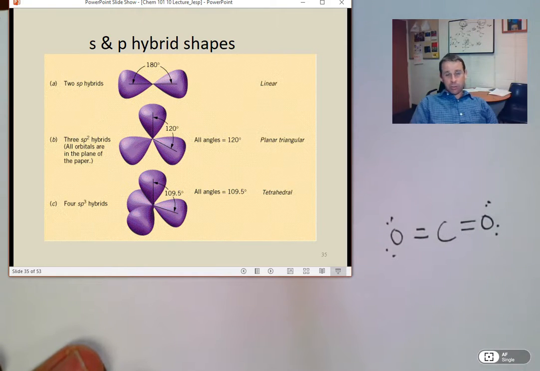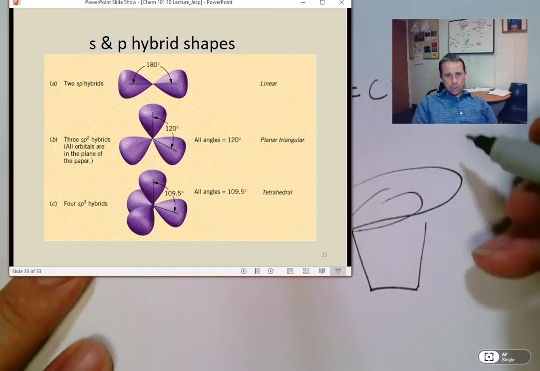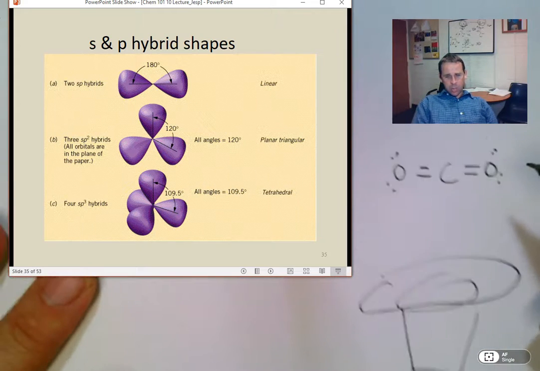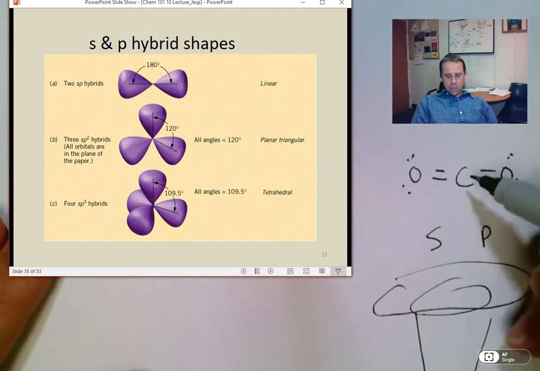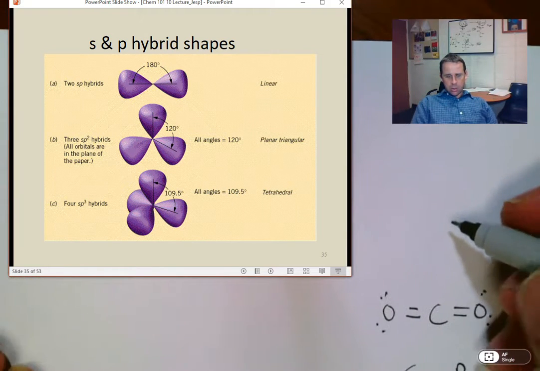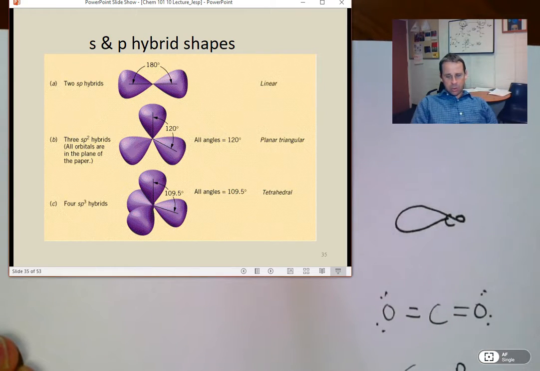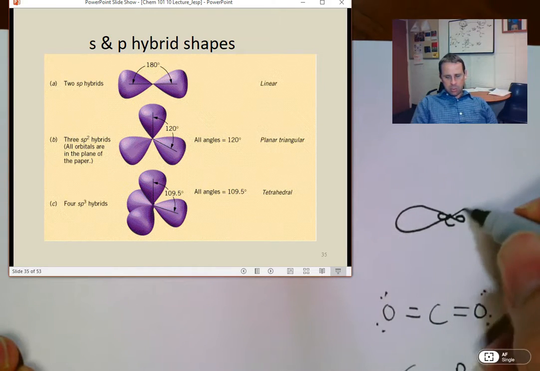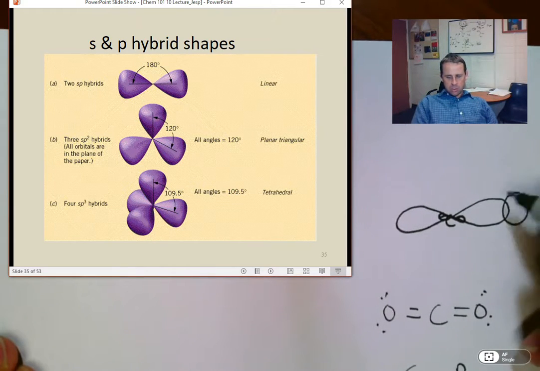What are those hybrid orbitals? Well, if there's just 2, what must have gone into the hat to form the 2 hybrid orbitals? It must have been an S and then a P. So extending from this carbon, and I can draw it here, draw a little carbon like this, we have 1 SP hybrid orbital, and then we have another SP hybrid orbital extending this way. And they're overlapping with the oxygen atoms.